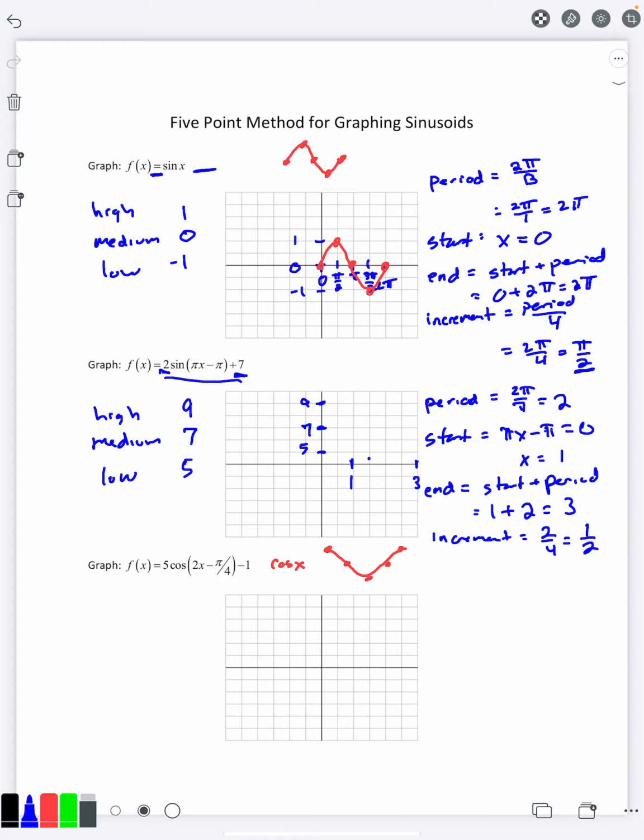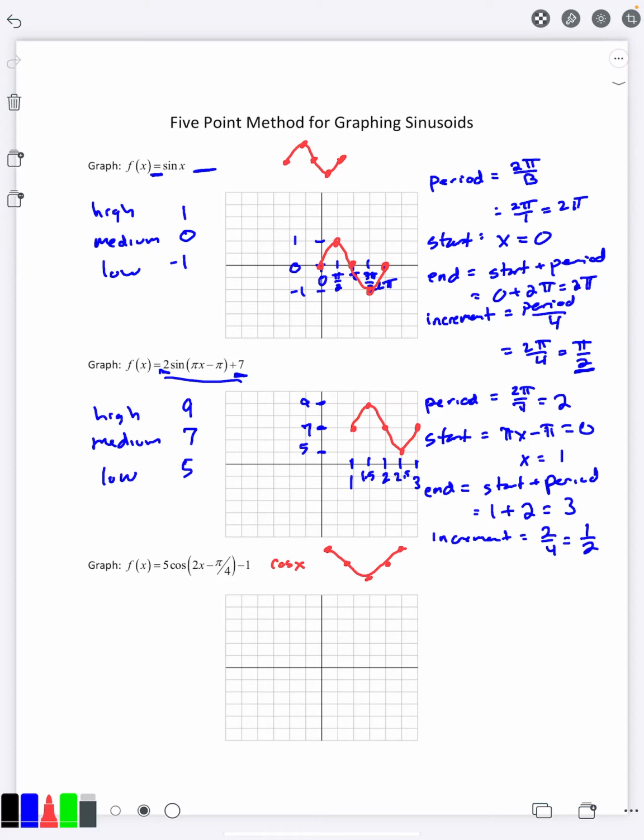And so I go by increments. 1 plus 1/2 is 1.5, 2, 2.5, and then to 3. And finally, now I can put in my dots: medium, high, medium, low, medium. And there's your sine graph. Again, that is what I want to see.